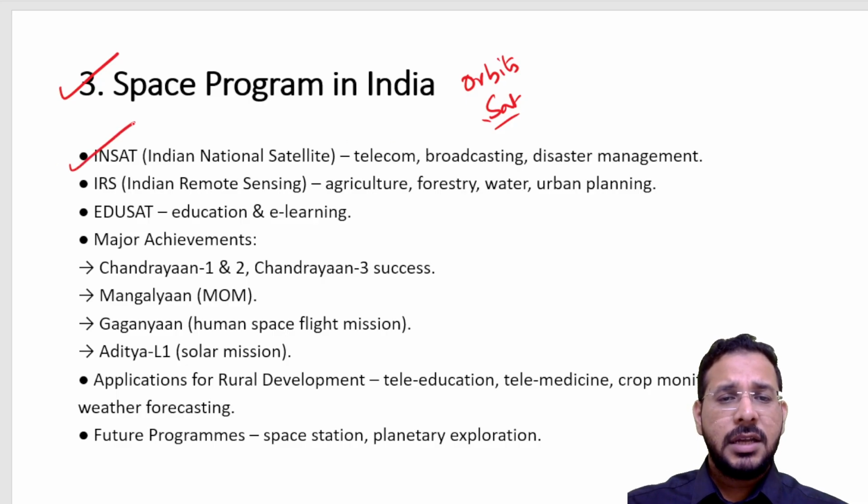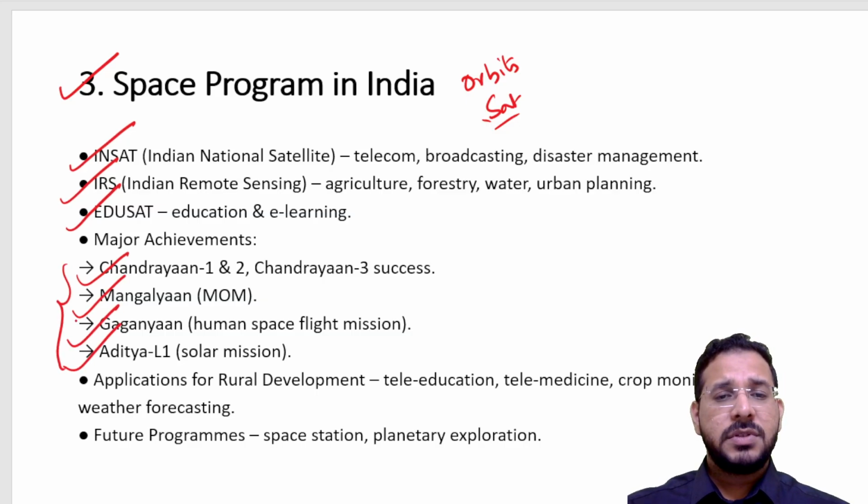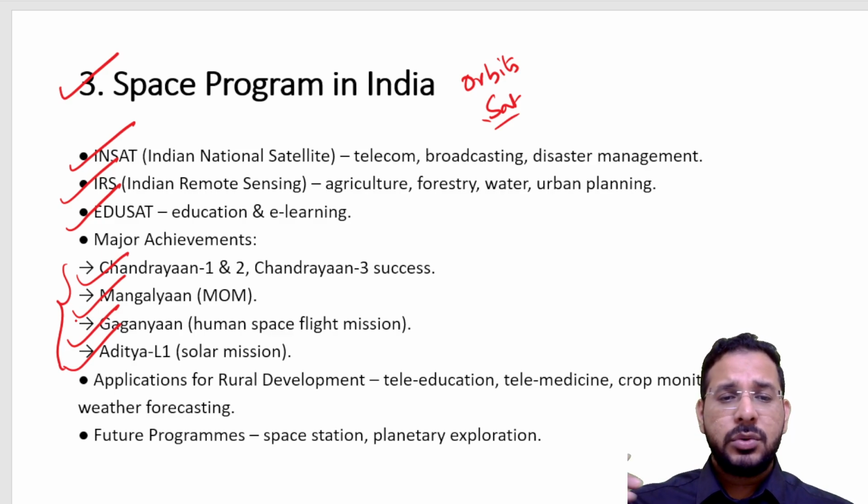We have satellites like the INSAT series, then remote sensing satellites, EduSat for education, and major space programs of ISRO we have to study, and space missions like Chandrayaan, Mangalyaan, Gaganyaan, Aditya L1. So different space missions, space programs which ISRO is taking up. What are the features of those programs, everything you have to have an idea about.